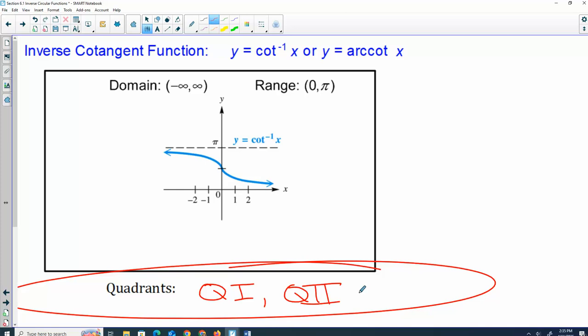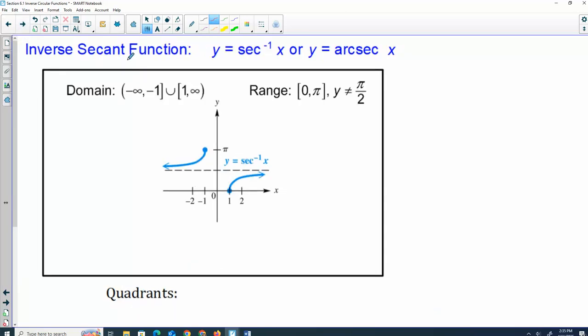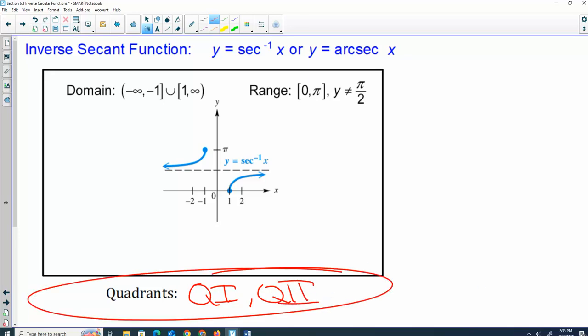Secant and cosecant, they're going to follow their reciprocals. So, we done with cotangent slide? Secant is the reciprocal of what? Cosine. So it's going to go with cosine and be quadrants 1 and 2. And that means cosecant, the reciprocal of sine, would be 1 and 4.